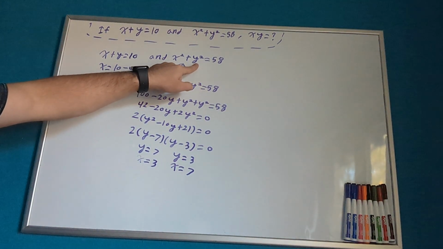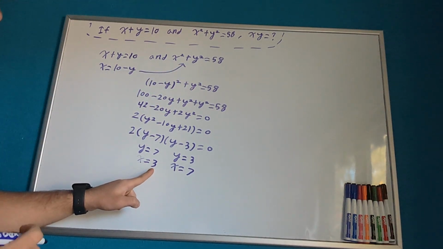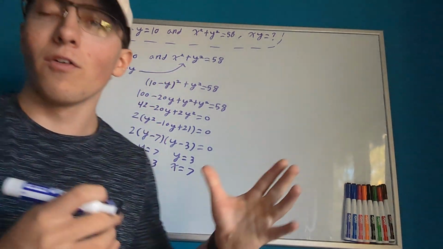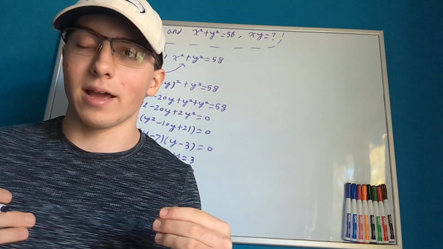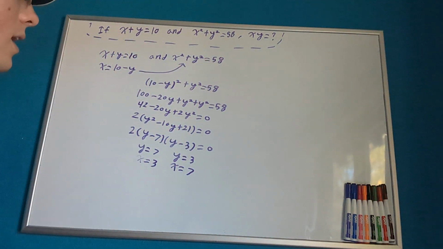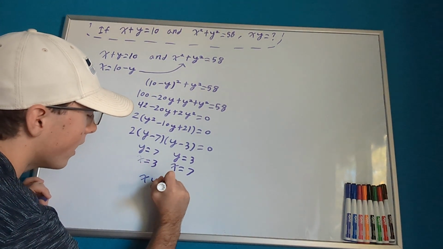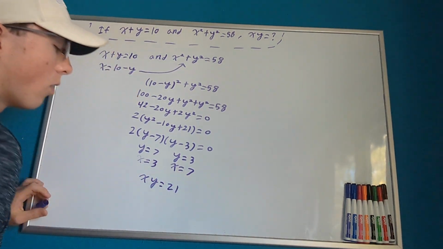We get 49, right? Because that's 7 squared. Then we take x equals 3, we put it in here and we get 9. 49 plus 9 is 58. That checks out. And if we do the same over here, we'll also get 58. So all we have to do is take x times y, and either way, that will be 21, okay?